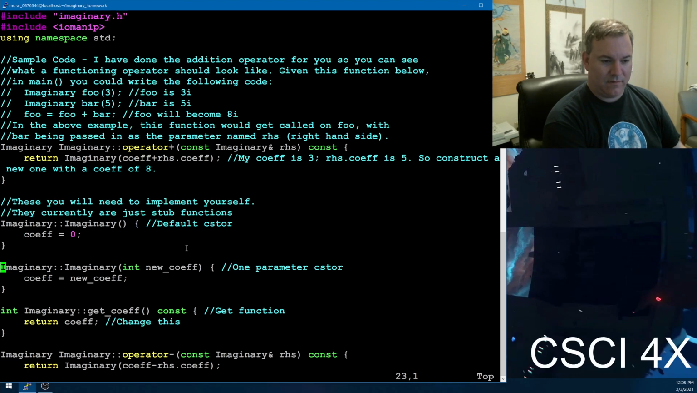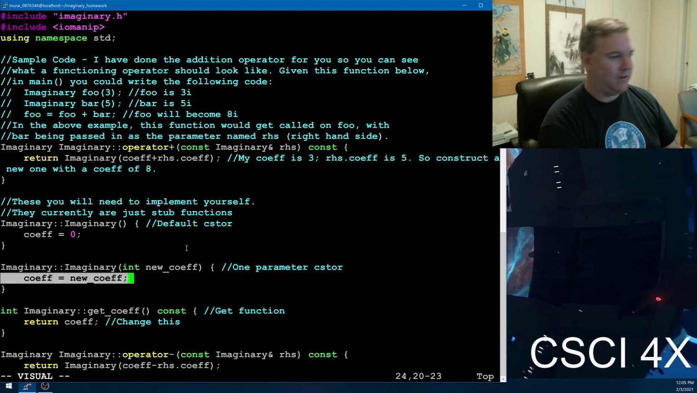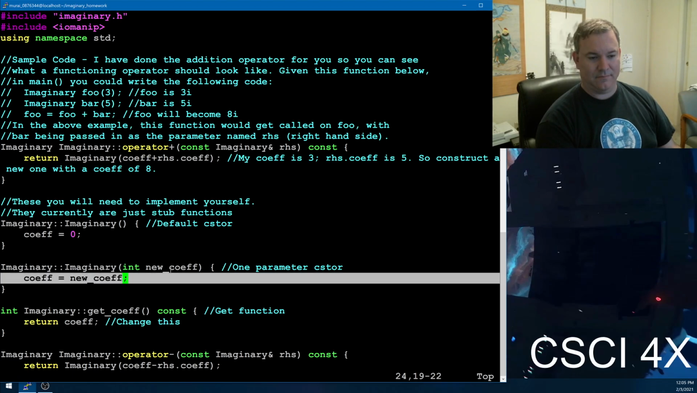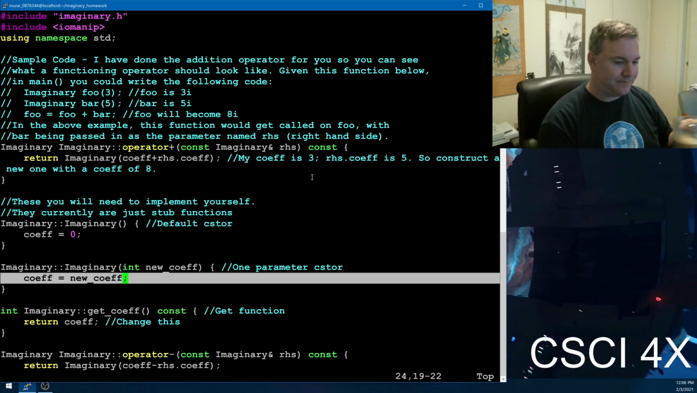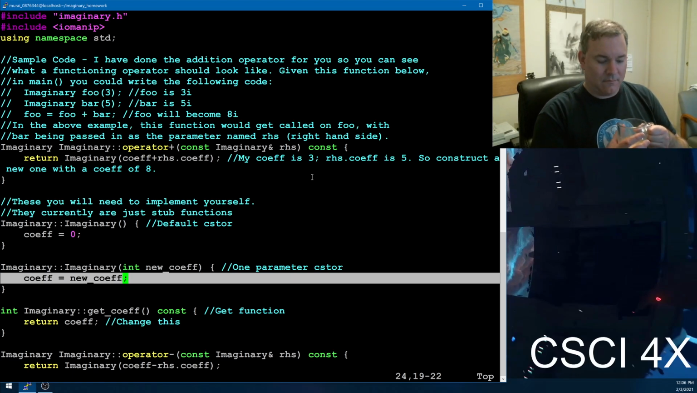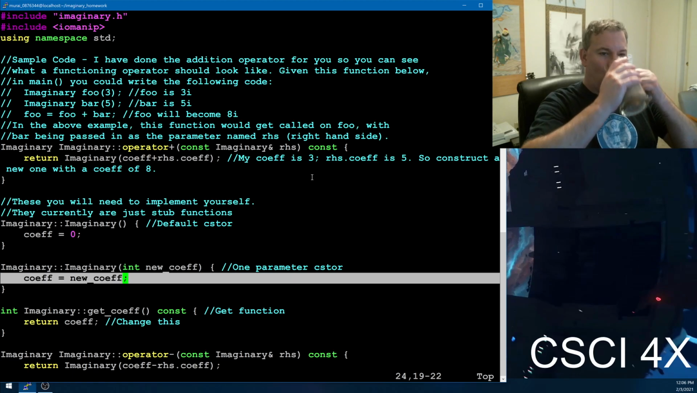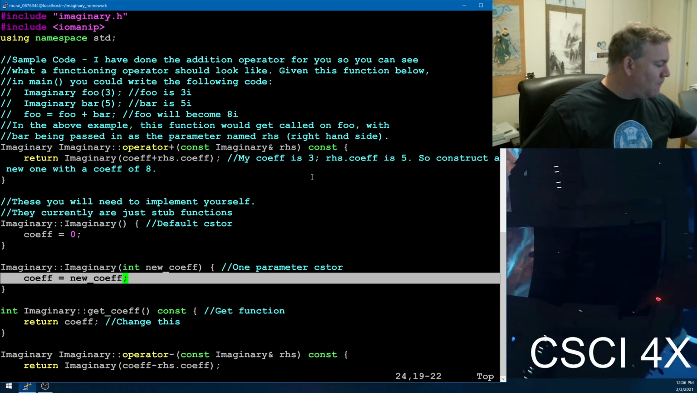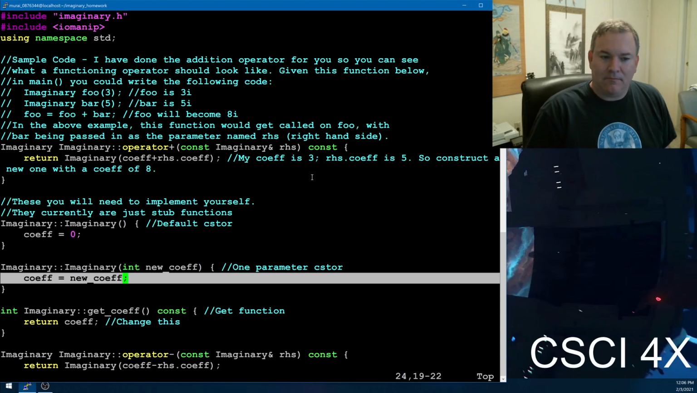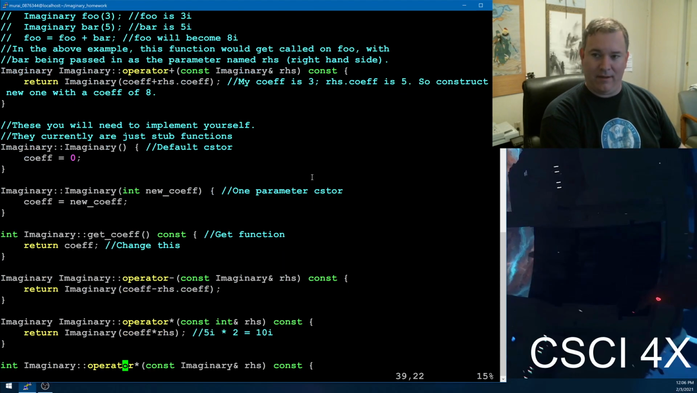So what does this line of code here do? It's basically just setting the R coef to the new coef. Whoever gets the constructor, it gets set to the new coef. Wait, what is a constructor? It gets called automatically when you create an imaginary object. So constructors are functions that get called when a variable is made, and a destructor is called when a variable goes away. Why do you guys not have a destructor?